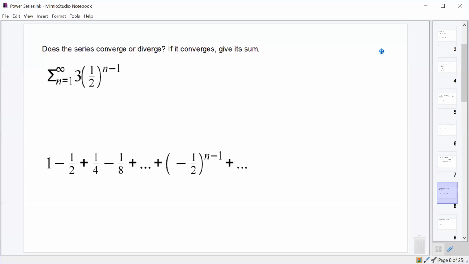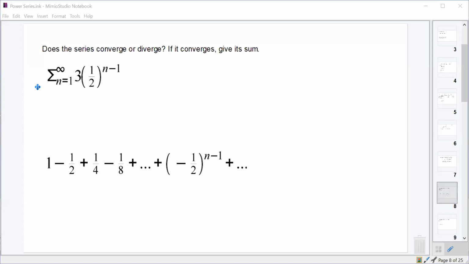What we're going to start with is taking a look at some series, and everything that we're going to look at now is going to be a geometric series. We're going to try to determine whether those geometric series converge or diverge. And if they converge, we're going to find their sums.